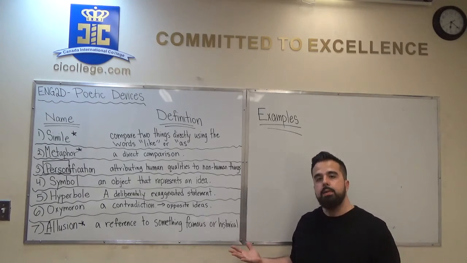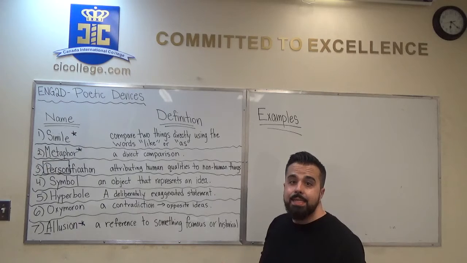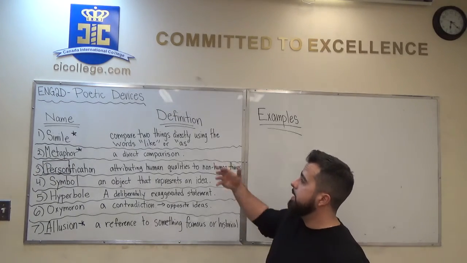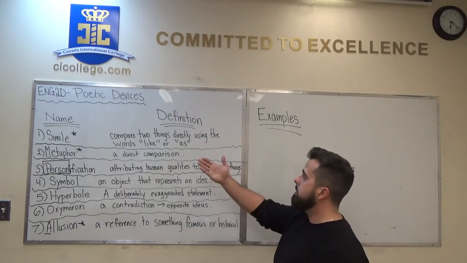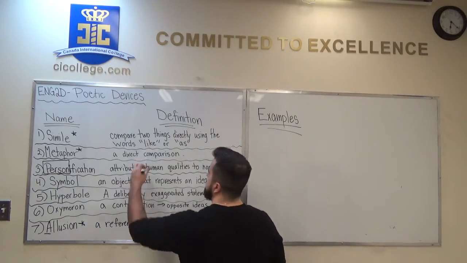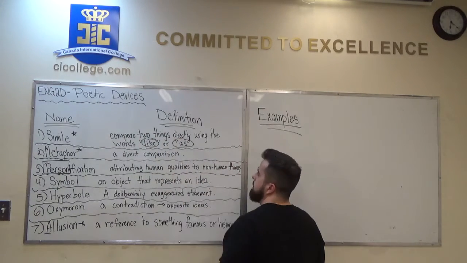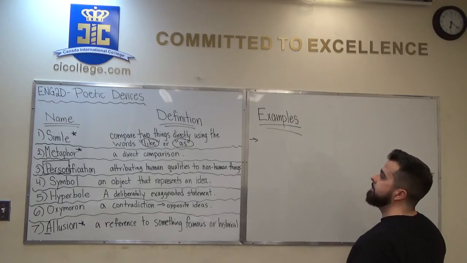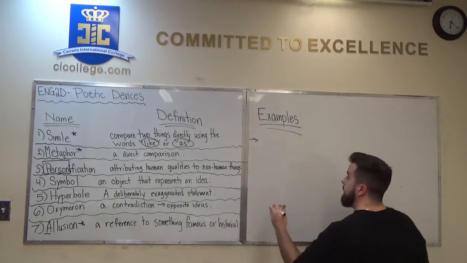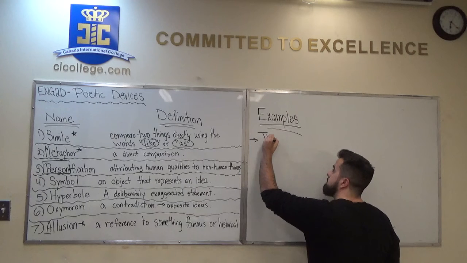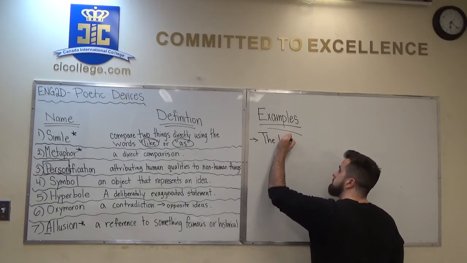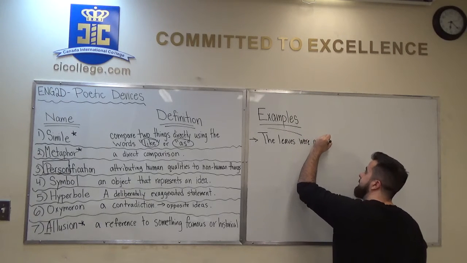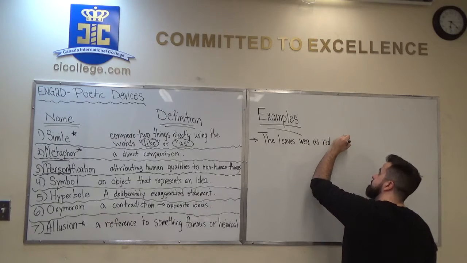What about examples, right? In order to really understand these, we need to see how they are applied. How are they used? So let's start with simile. We know now that a simile is when you compare two things directly using the words like or as. So let's create a sentence using a simile. How about the leaves were as red as blood?